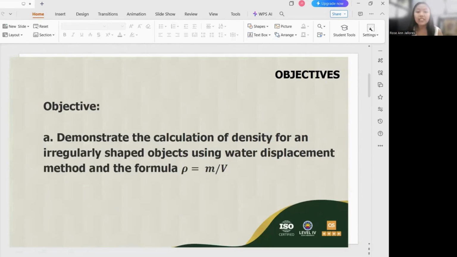Our objective is to demonstrate the calculation of density for an irregularly shaped object using the water displacement method and the formula of density. In this video, we aim to achieve these objectives, and we will start with a quick reminder of what density is, and then we will work through a problem step by step.